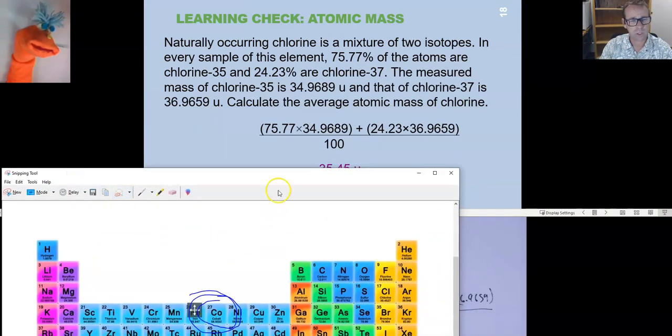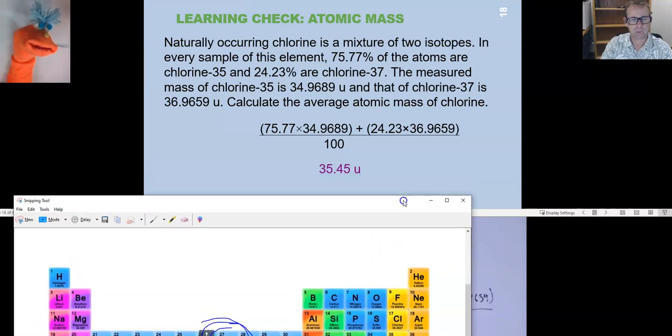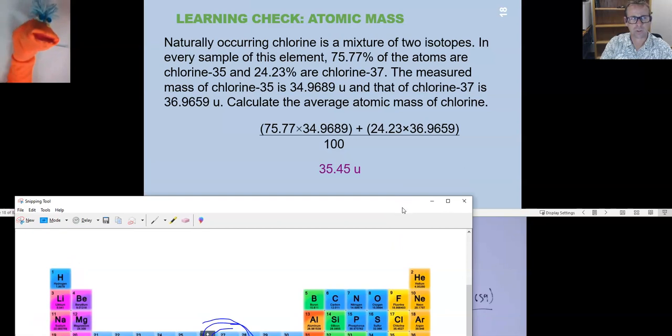So if we look at chlorine, for example, how many protons does an atom of chlorine have? 17. That's right, the 17 there. What is this number, the 35.4527? Any ideas? Well, it's just what we found, isn't it? It's the average mass of a chlorine atom.